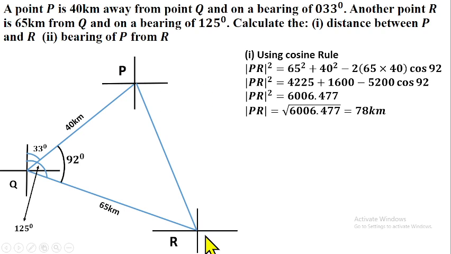The bearing of P from R. Can you tell us the angle we are looking for? Can you mark the angle for us? We are looking for the angle from the north back to the line that joins P and R together. So we are looking for the angle from here back to this line here. That's the bearing of P from R. We are looking for the angle from the north back to this P here. And the question is, how do we get the bearing?